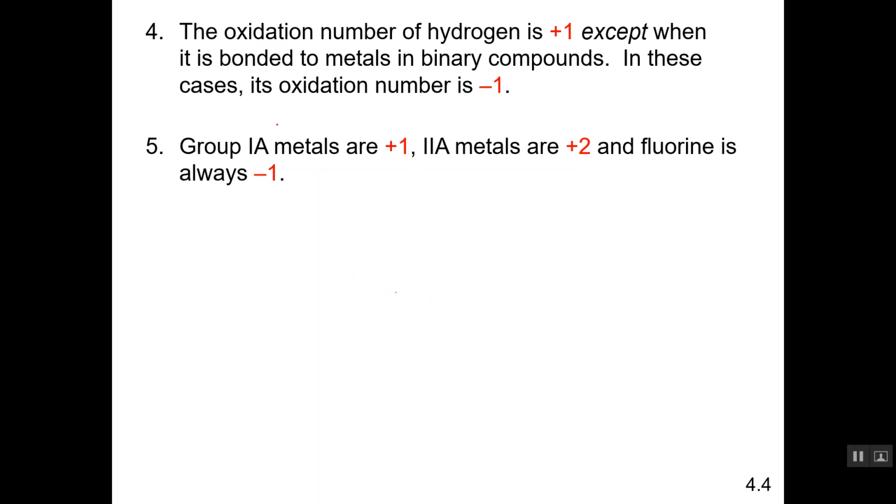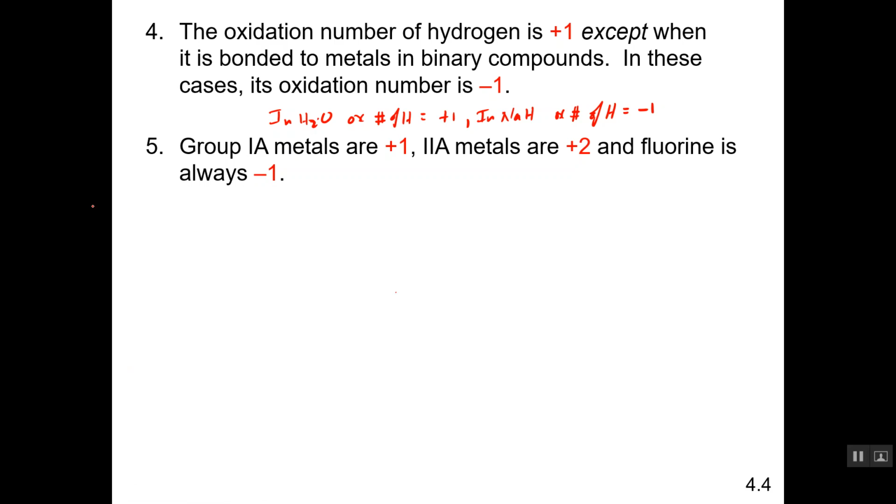Okay, so in water, the oxidation number of hydrogen is plus 1. But in, let's say, sodium hydride, where hydrogen is bonded to the sodium atom, the oxidation number of hydrogen is equal to minus 1, all right? So that's basically how that works, all right?